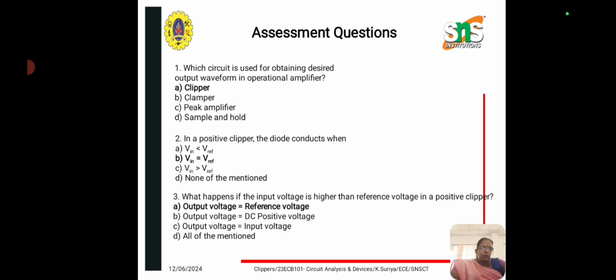Which circuit is used for obtaining the desired output waveform in an operational amplifier? Answer is clipper. In a positive clipper, the diode conducts when Vin is equal to V reference. What happens if the input voltage is higher than the reference voltage in the positive clipper? The output voltage will be equal to the reference voltage.